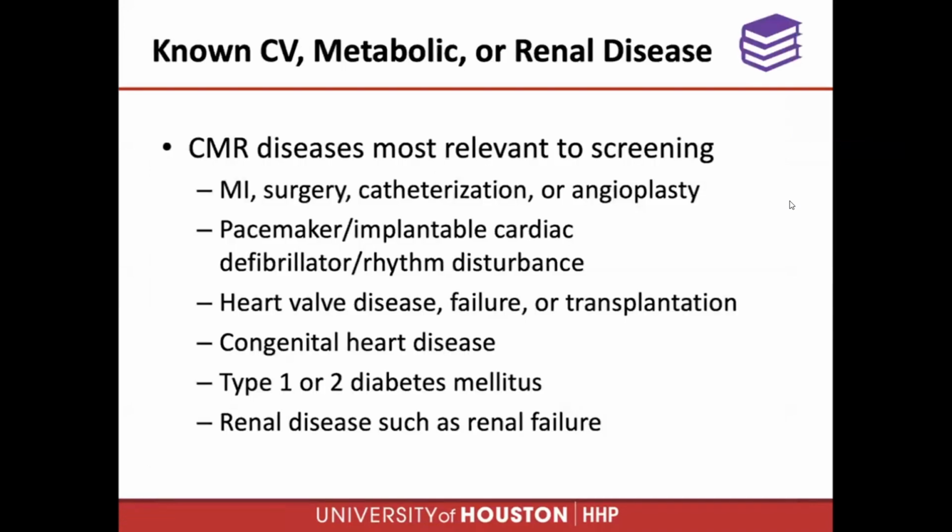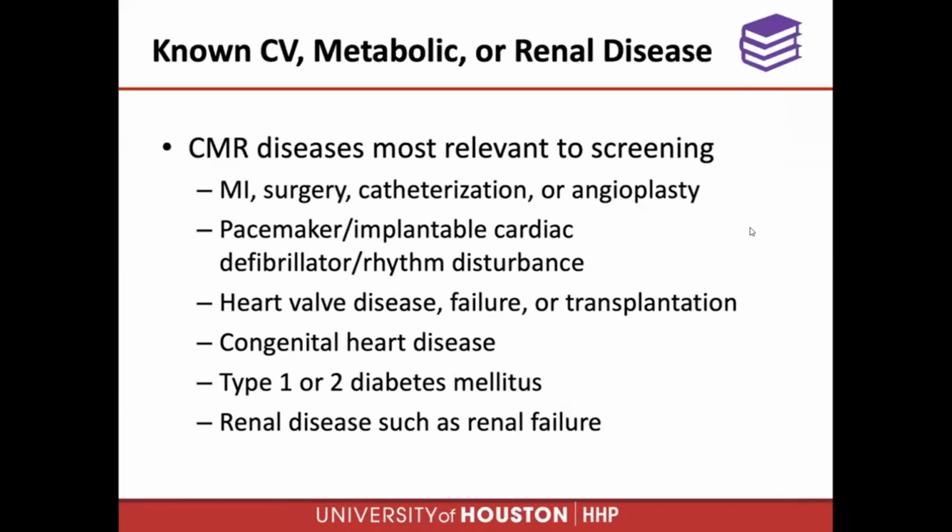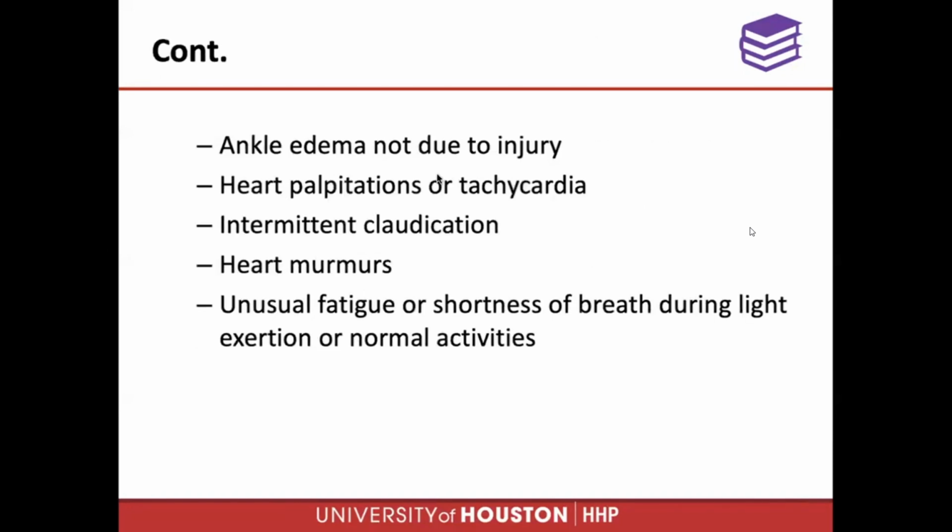All right, let's get back to our textbook. So known cardiovascular, metabolic, or renal disease. The ones most relevant to screening include anything with the heart, right? We want to know if there's anything with the heart. We want to know if they have type 1 or type 2 diabetes. That also ties in with the heart. Or if they have renal disease, especially renal failure. So those are our major ones.